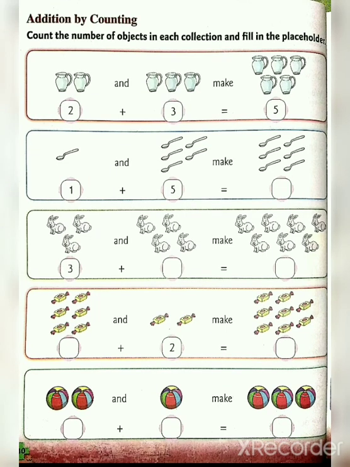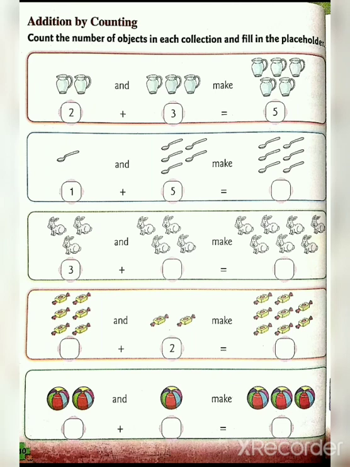Third one, there are 3 rabbits and there are 4 rabbits. So 3 is already written, 4 you will write in this box. After that we will count how many rabbits are all together. So 1, 2, 3, 4, 5, 6, 7. There are 7 rabbits all together. So we will write here 7 in this box.